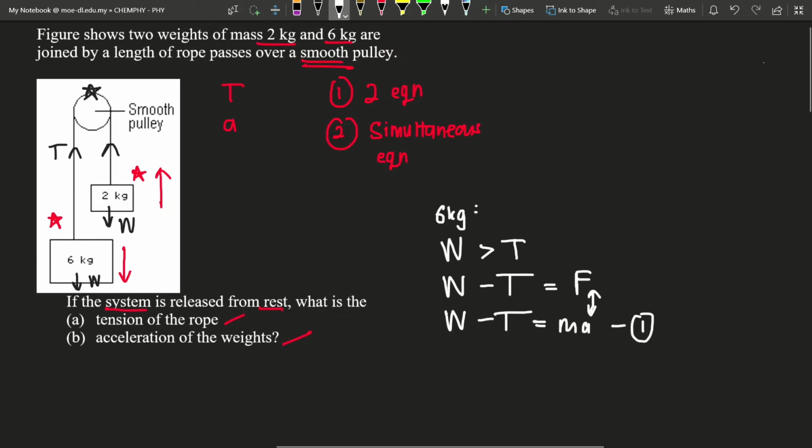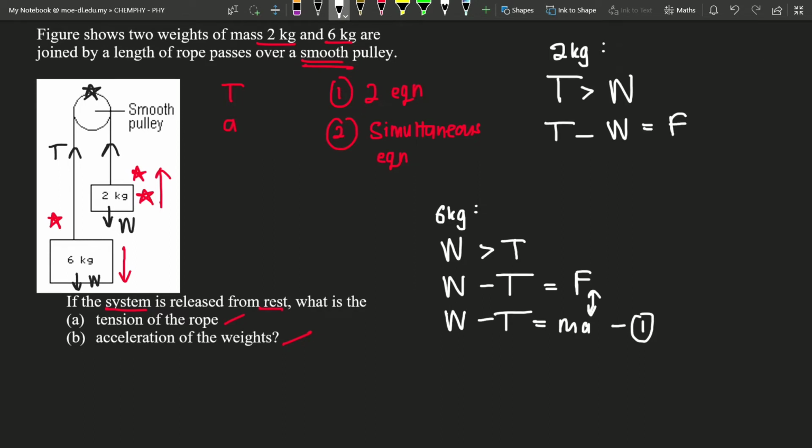For second equation, kita akan main dengan objek 2 kg. So you guys know it is moving upward. So you know T is actually bigger than W. This is for 2 kg object. So T bigger than W. Tegangan tali lagi besar dari berat. That's the reason objek kita bergerak ke atas. So T will minus W equal to F, daya paduan. Daya paduan kita tahu sama dengan MA. This is our second equation.